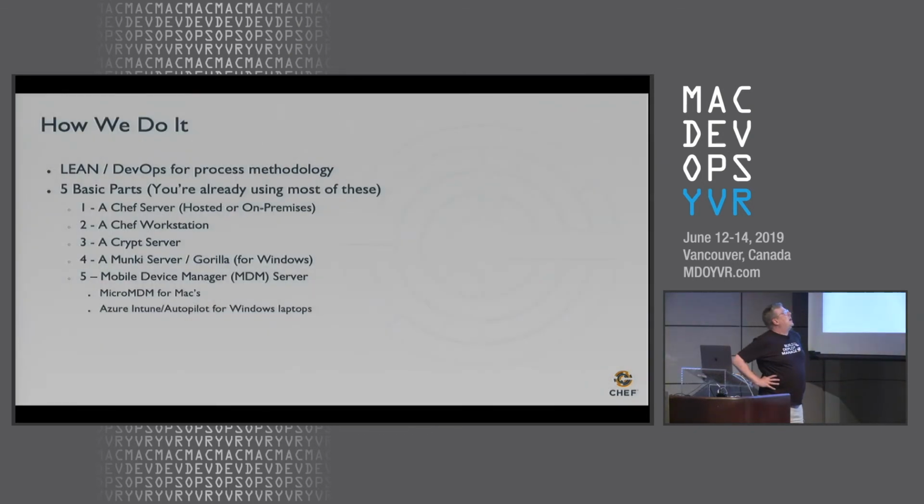To get there, what we use is a combination of process methodology and some tools. First, of course, is everybody's using DevOps process methodologies, so we implement those and use Kanban to describe the workflows. We have a Chef server. We use a hosted Chef instance for our installation. You need a Chef workstation to build against. We have a Crypt server. We have a Munki server. And then we use Jesse's micro MDM server to capture the Macintoshes with. We use Azure for the Windows boxes.